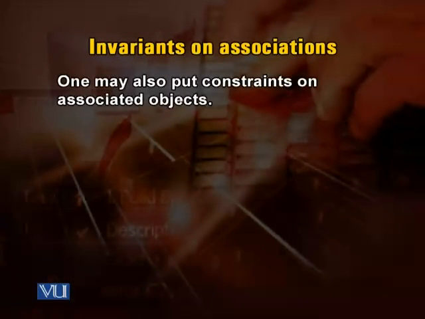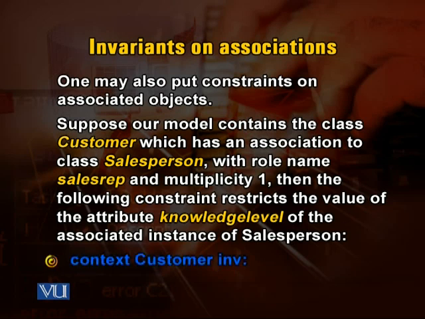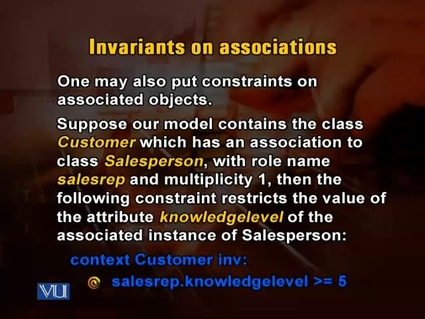So one can also put constraints on associated objects. Let us assume that in our model we have the class customer which has an association to class salesperson, the role name sales rep, and the multiplicity 1. Then the following constraint restricts the value of the attribute knowledge level of the associated instance of the salesperson, and we say context customer. So this is the context which we are using. It is an invariant. We say sales rep dot knowledge level is greater than equal to 5.